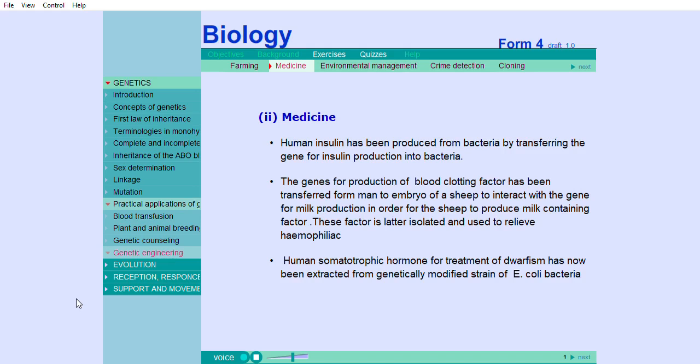Human somatotrophic hormone for treatment of dwarfism has now been extracted from a genetically modified strain of E. coli bacteria.